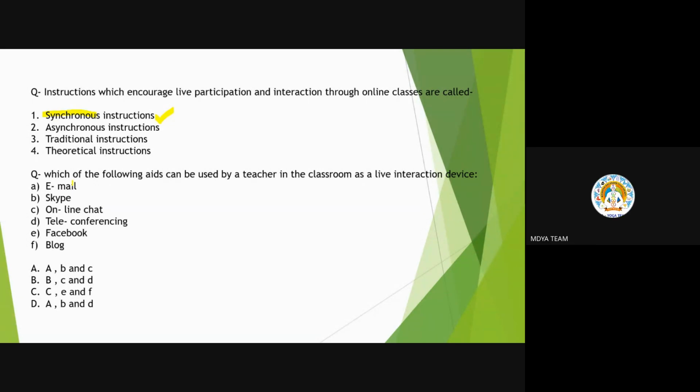Actually, I'm not getting what she is saying. If anyone is able to listen, please. No, synchronous I understood. Ma'am, I want to know the other three options.